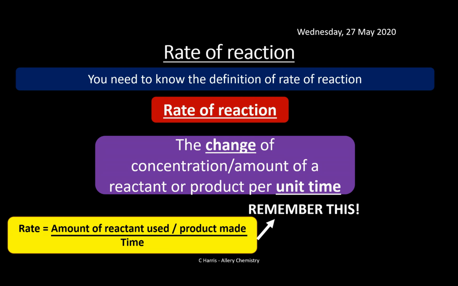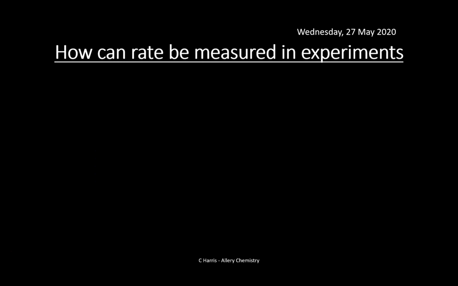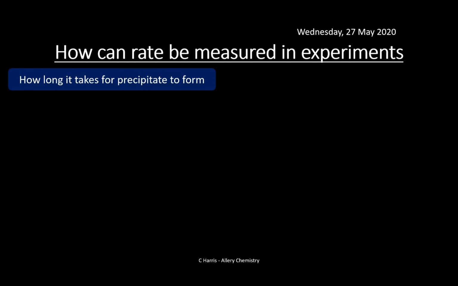It will specify in the exam. So how can rate be measured in experiments is very important, because we can't look at a reaction and guess its rate. We've actually got to do it practically. So the practical side is really, really important. Depending on the type of reaction, it will depend on what experiment we're going to do to measure the rate.